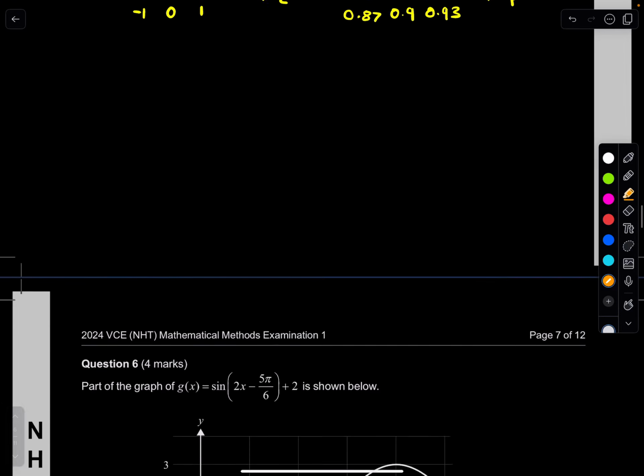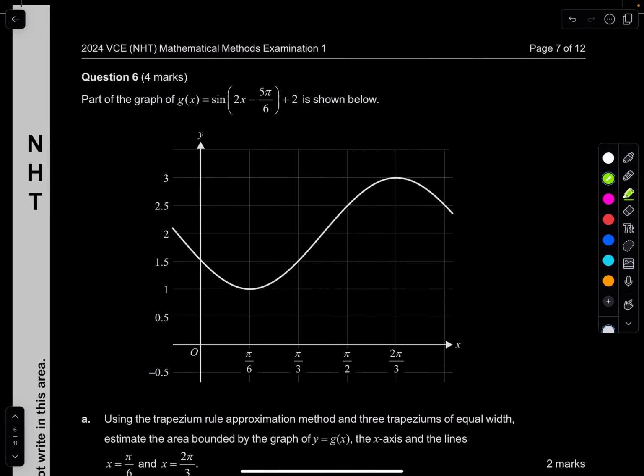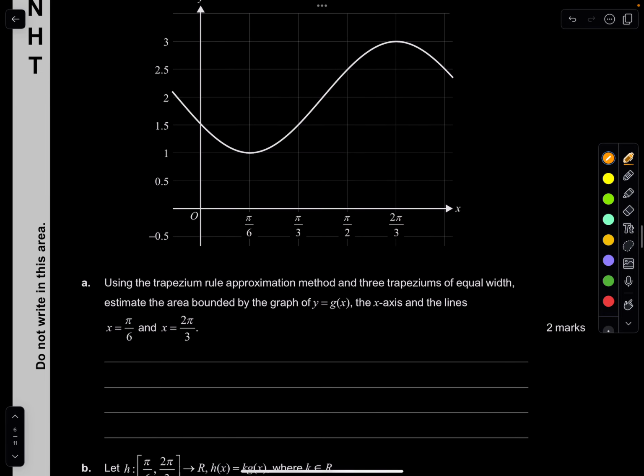Okay, perfect. Question 6. Let's have a try at this. Part of the graph of g of x here is shown. Okay, they've drawn the graph. Using the trapezium rule approximation method and 3 trapeziums of equal widths, estimate the area bounded by the graph of g of x and the x-axis and the lines pi on 6 and 2 pi on 3.